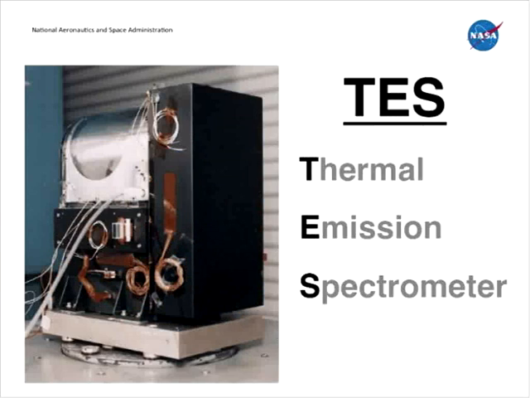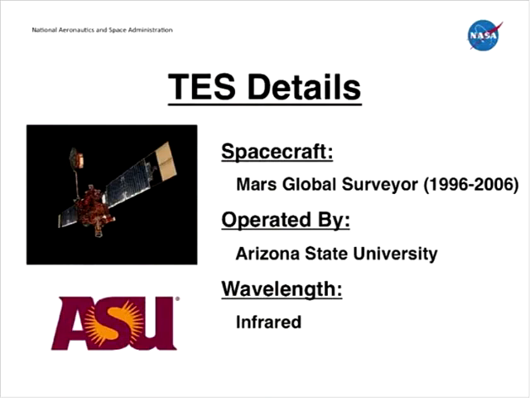Now the last instrument I want to talk about is a little different than the previous cameras. It's called TES, which stands for Thermal Emission Spectrometer. And this was flown to Mars aboard a third spacecraft called the Mars Global Surveyor, which was in orbit of Mars from 1996 till 2006. Now while it was operating, TES was also operated from Arizona State University. And this camera only worked in the infrared wavelengths, so the wavelengths of light that tell you how hot or cold the surface is.